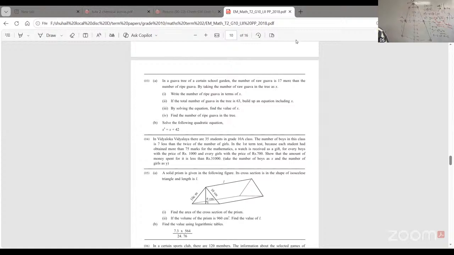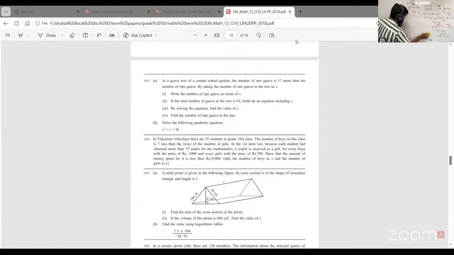We'll see the third question. They have told: in a guava tree of a certain school garden, the number of raw guavas is 17 more than the number of ripe guavas. By taking the number of raw guavas as x, write the number of ripe guavas in terms of x. They have asked. Right? Okay.